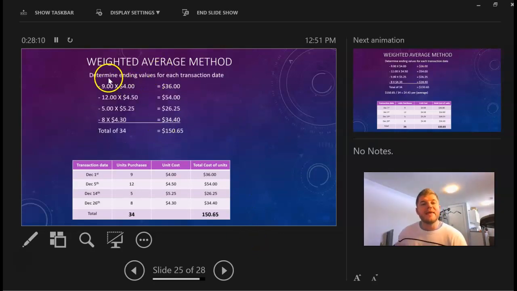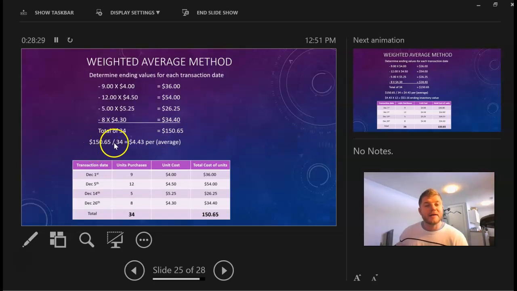First one is the weighted average. Weighted average means that we take all of our unit purchases, we multiply by our unit cost, and we get our total amounts, which are all here already. We add all of these total amounts up. Our 34 units cost us $150.